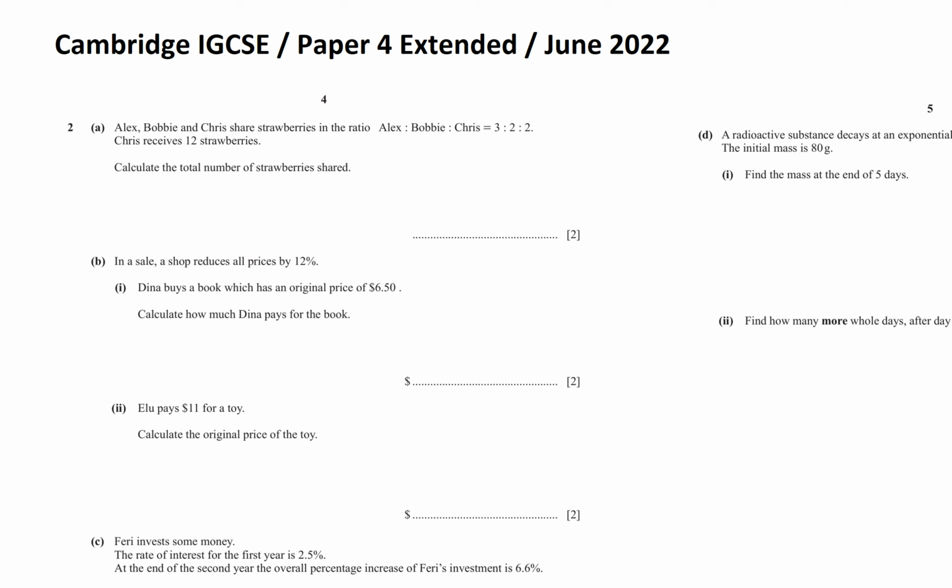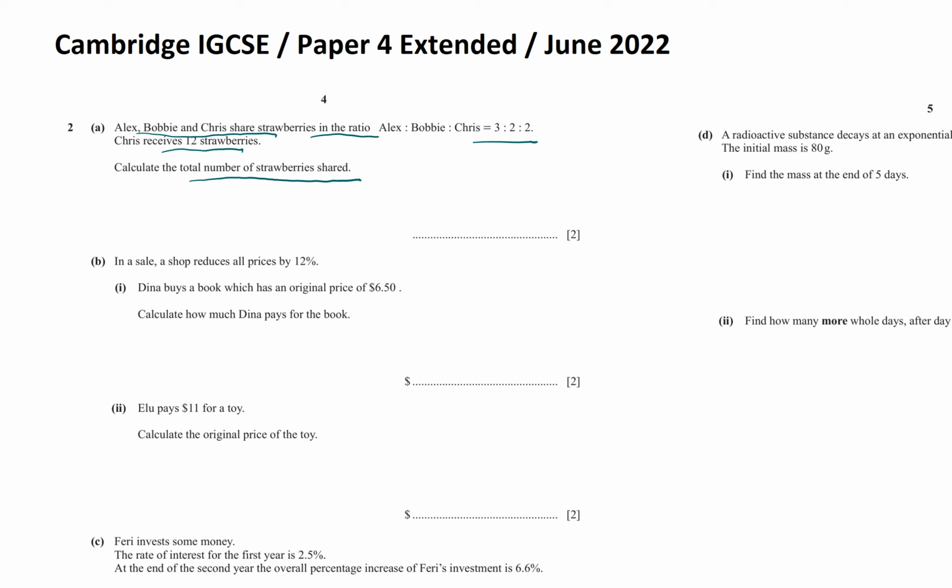So in this question, we can say that it's based on ratio and percentages. It says Alex, Bobby, and Chris share strawberries in the ratio of 3 is to 2 is to 2. Chris receives 12 strawberries. We need to work out the number of strawberries shared.